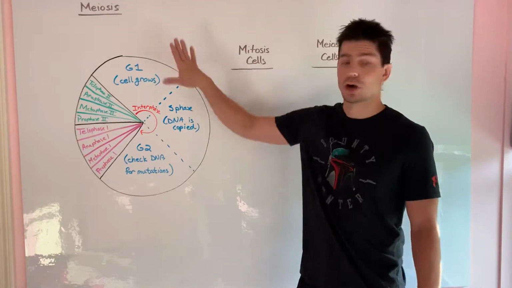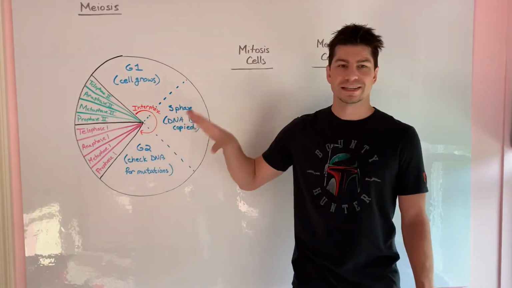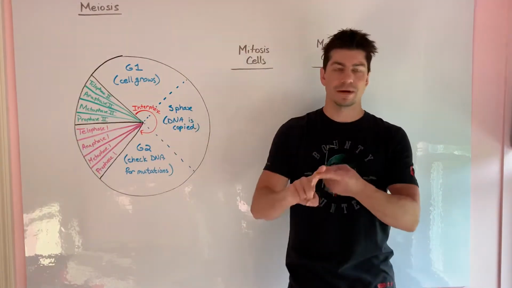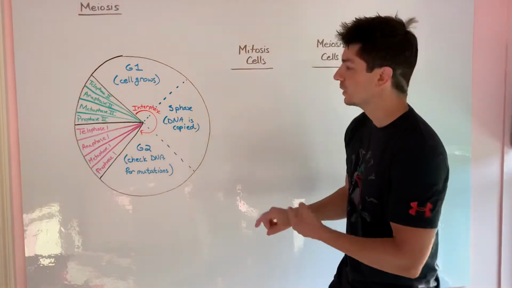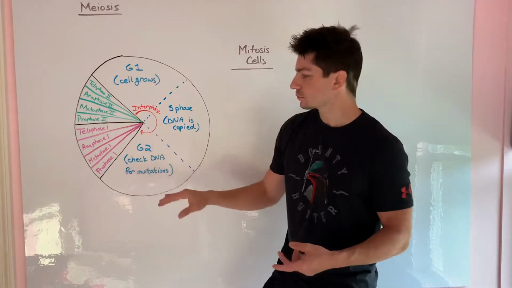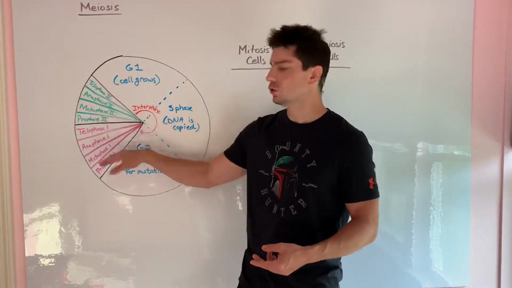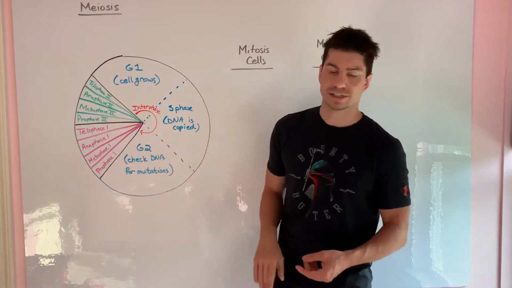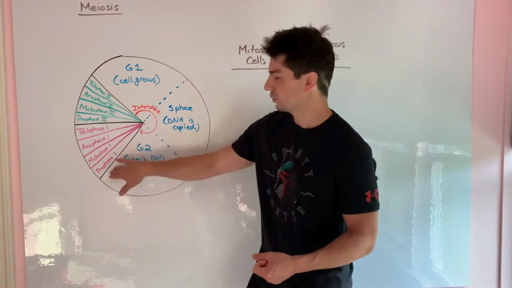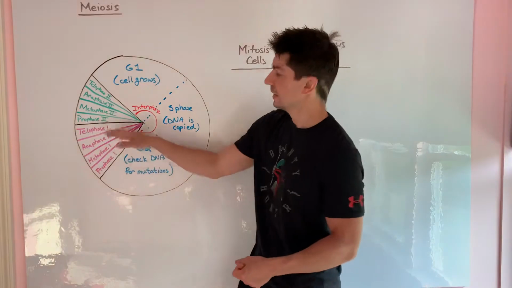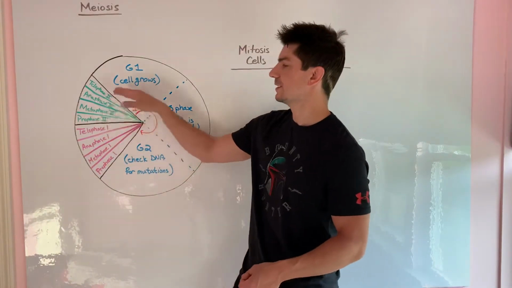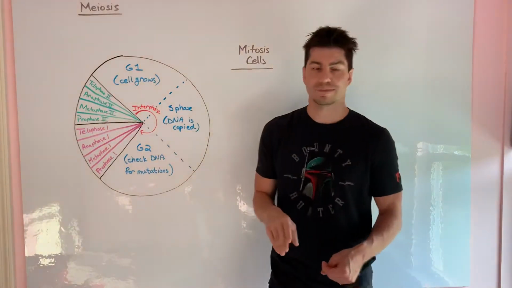In meiosis, our goal here is to produce sex cells. In other words, for males, produce sperm. For females, produce egg, okay? So what we're going to do here is we are going to go through 2 cell divisions instead of just 1. So we're going to go through prophase, metaphase, anaphase, telophase, all with the number 1 after them. And then we're going to go into prophase, metaphase, anaphase, telophase, all with number 2 after them for a second division.